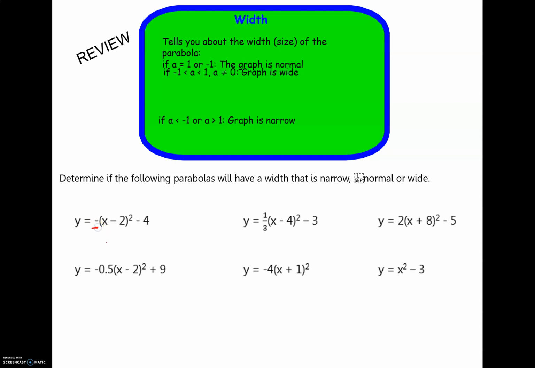Here, our a value is 1, so this is normal. Here, our a value is a decimal between 0 and 1, so 1/3 written as a decimal will be 0.3 repeating, so this is wide. And here we have a 2 that's greater than 1. This parabola is narrow. In our next example, we have a decimal between 0 and 1. This is a wide parabola. Here we have a narrow parabola. 4 is greater than 1. And then here, our a value would be 1, so this is normal.